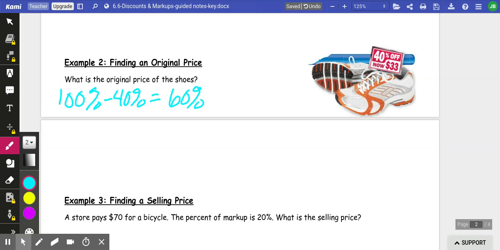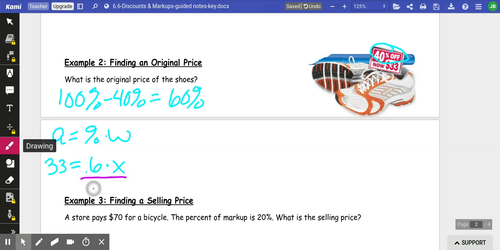So I'm going to use my equation. A equals the percent times the whole. So the part is the A. Okay, so that would be my $33. That's the part, the new amount. Then I would have my percent. The percent that I'm paying is the 60%. I'm not paying the 40%. That's how much off I'm getting. And then my whole, or my original price, is what I'm looking for. So if you want to use your W, you can, or you can use X. It's multiplication, not subtraction, so times X. Okay, and then we want to solve to get X all by itself, so I would divide by 0.6.